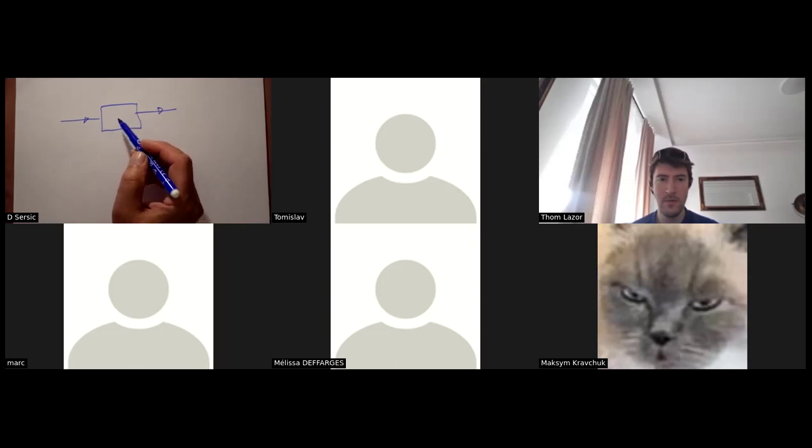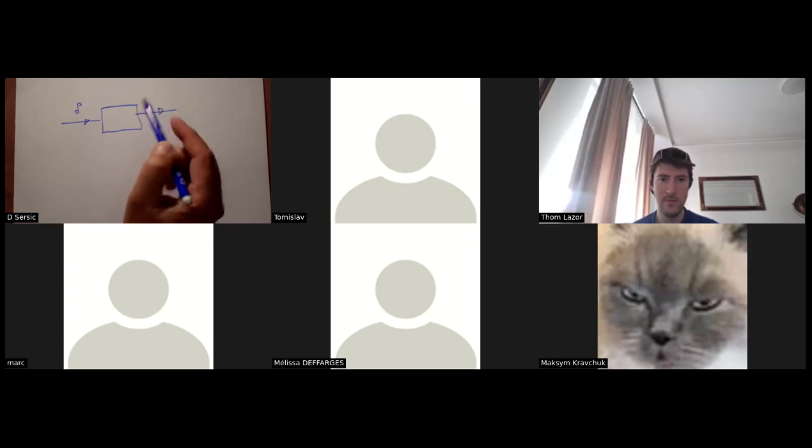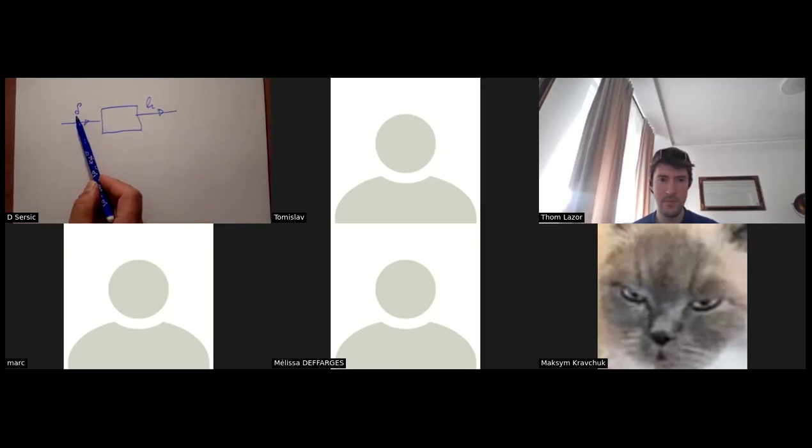Let's say this is a linear system. If you apply delta to its input, and the linear system is empty, let's say the initial conditions are all 0, you get some response. The response is called the impulse response, of course, because the impulse was applied to its input and the result was the impulse response.